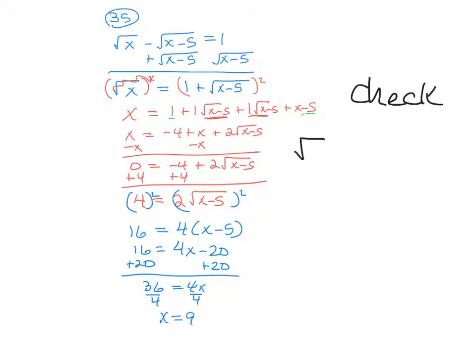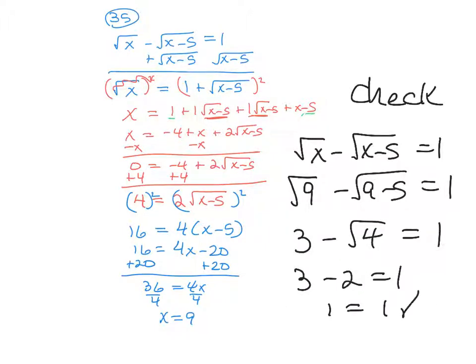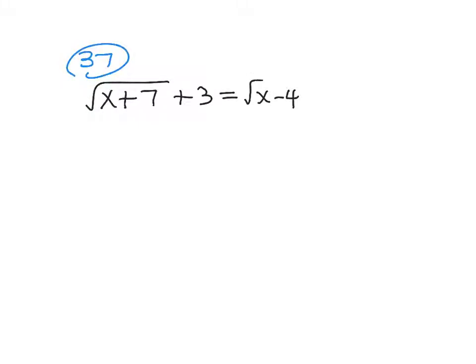Again, my original problem was the square root of x minus the square root of x minus 5 equals 1. When I plug in the square root of 9, 9 minus 5, and then 3 minus the square root of 4, and then I get 3 minus 2, 1 equals 1. It checks, so x equals 9 is a good solution. Number 37. The problem is the square root of x plus 7 plus 3 equals the square root of x minus 4.